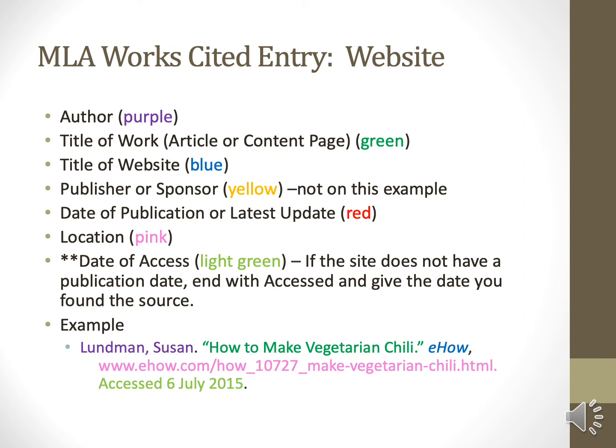The title of the website will be in blue. The publisher or sponsor of the website is usually located in a band at the top. In this example, it is not available, but it would be in yellow. The date of publication or latest update is in red. In this case, there is no date of publication. The location or the URL web address is in pink on this example.